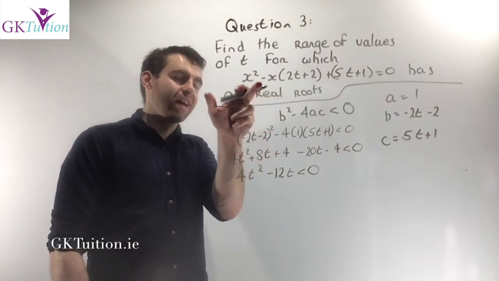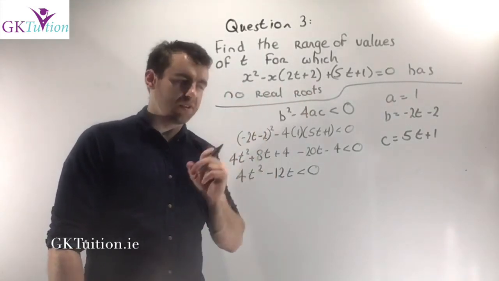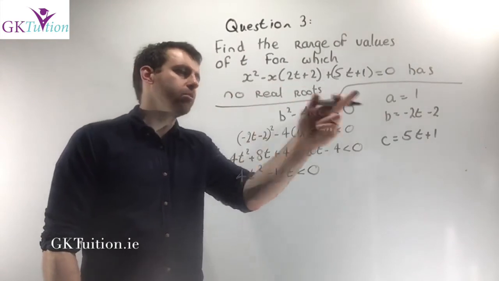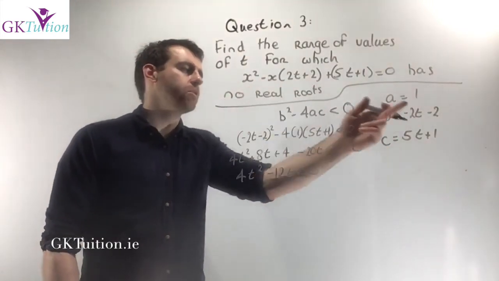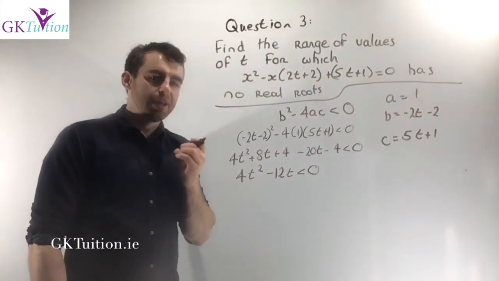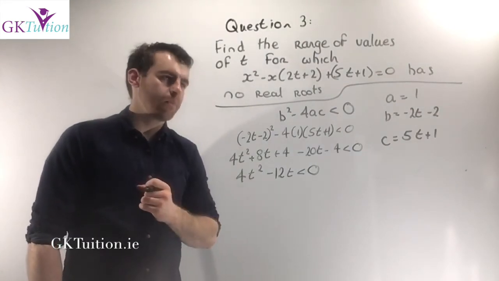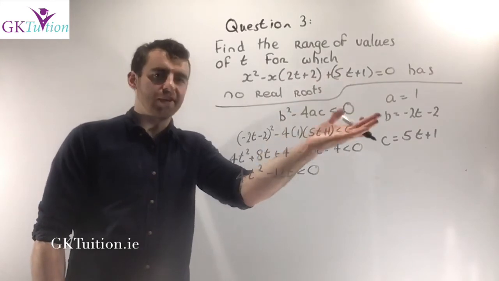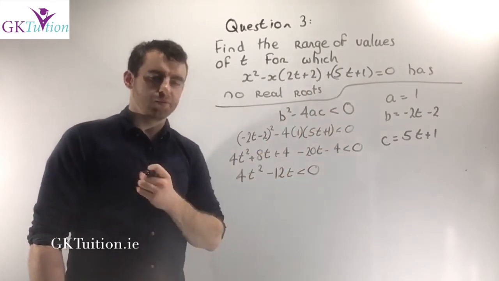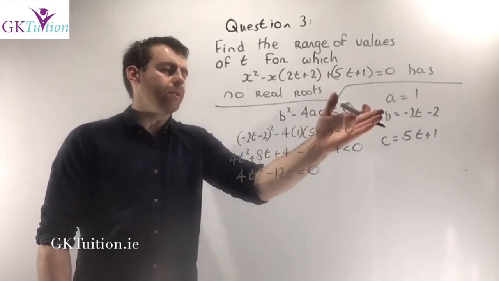In this case, you had to take the minus and the 2t plus 2. If I multiplied minus by 2t, I'd get minus 2t, and minus by 2, I'd get minus 2. So the b, or the coefficient of x in this case, is actually minus 2t minus 2. And then c, the constants that don't have any x's in them, are 5t plus 1. So that's my a, b, and c.